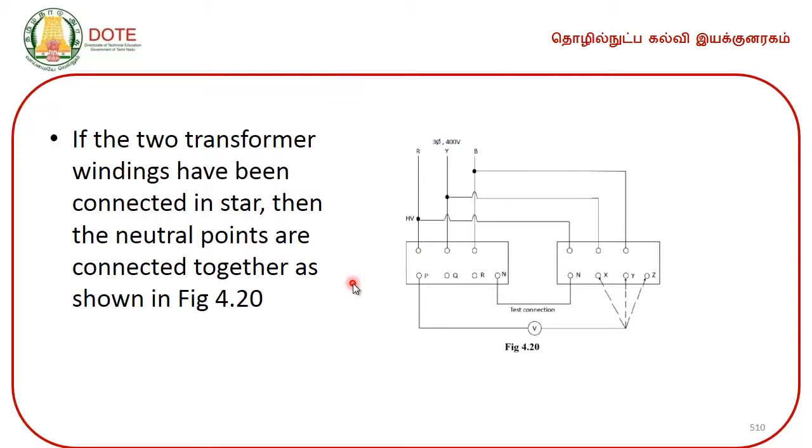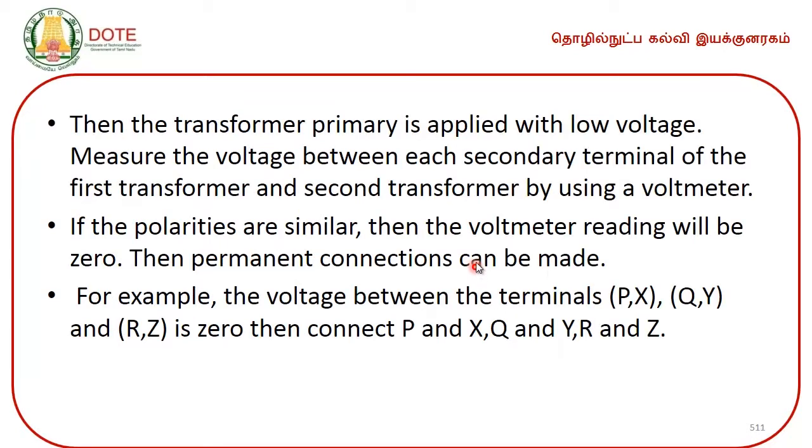If two transformer windings have been connected in star, then the neutral points are connected together as shown in figure 4.20. Then the transformer primary is applied with low voltage. Measure the voltage between each secondary terminal of the first transformer and the second transformer by using a voltmeter. If the polarities are similar, then the voltmeter reading will be 0. Then permanent connections can be made.